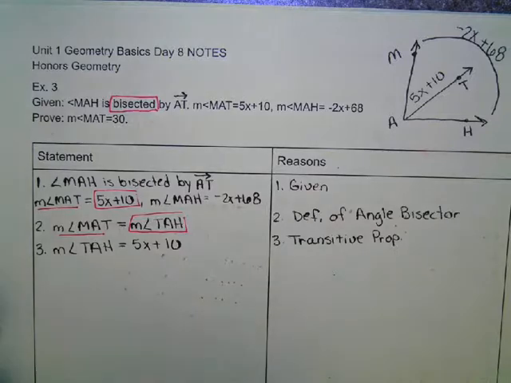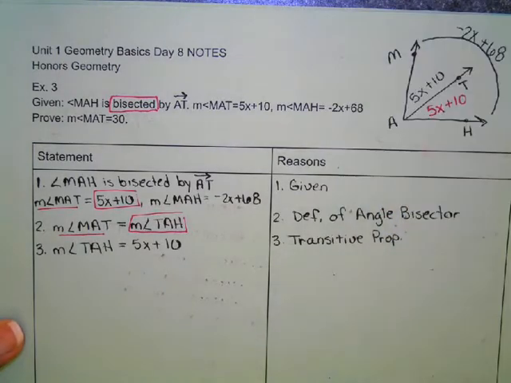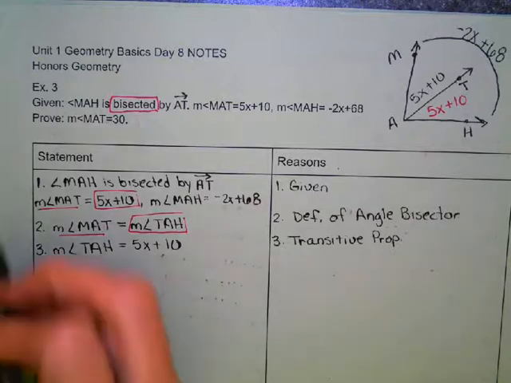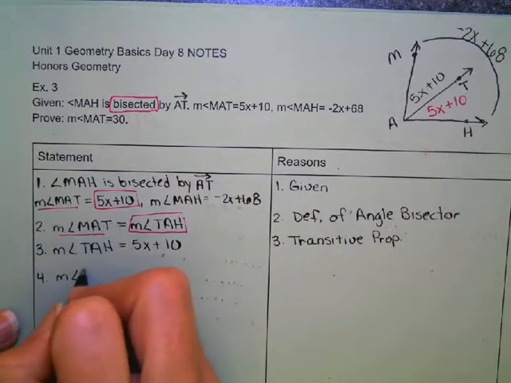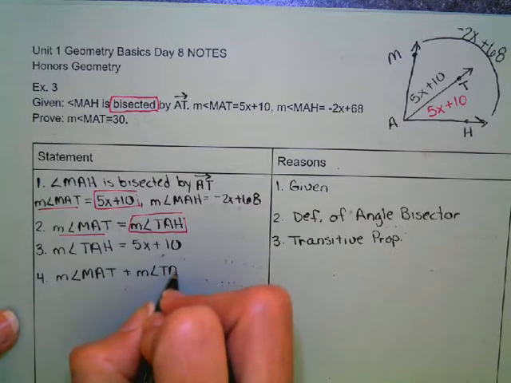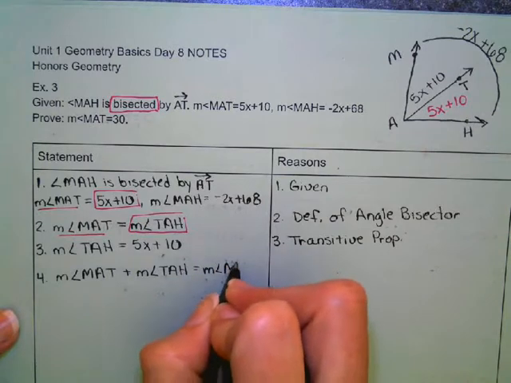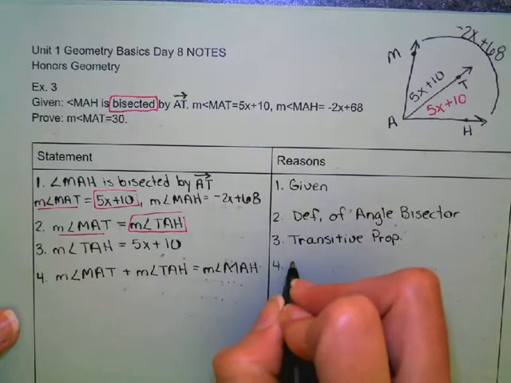Now in the picture, I know that this is 5x plus 10. Okay? Because I said that in my proof. I said that those two angles are equal, so I know that angle is 5x plus 10. So I'm going to choose now to do angle addition. I say the measure of angle MAT plus the measure of angle TAH equals the measure of angle MAH. It's a weird M, but sorry about that. We're going to call it angle addition.